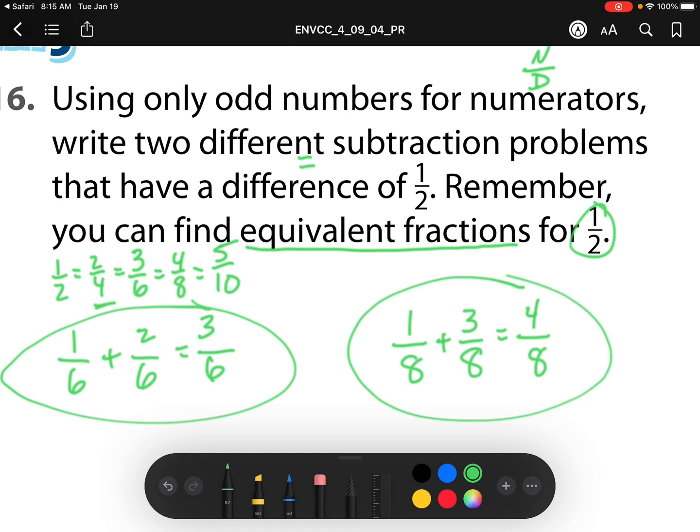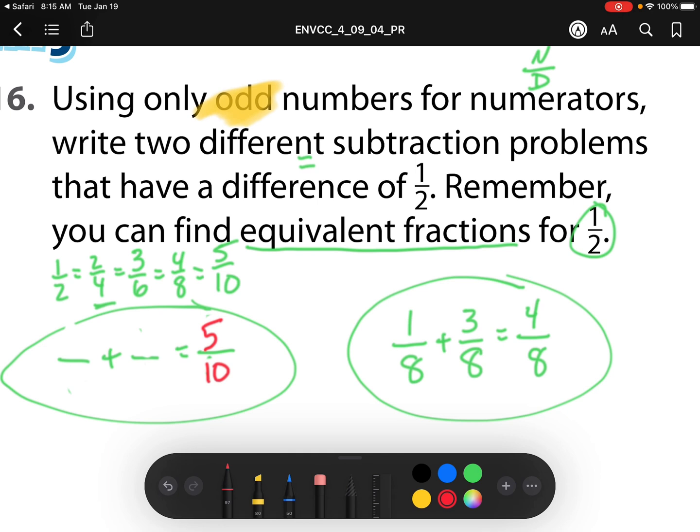So it looks like we have them, but let's go back and read our directions just to make sure. It says using only odd numbers for the numerator. And notice with our 6's, that's not an odd number. This one was, but the 6 wasn't. So we have to fix this one. And now what do we get? Well, let's head to the next one in our number line. So we did 4/8. Let's do 5/10.